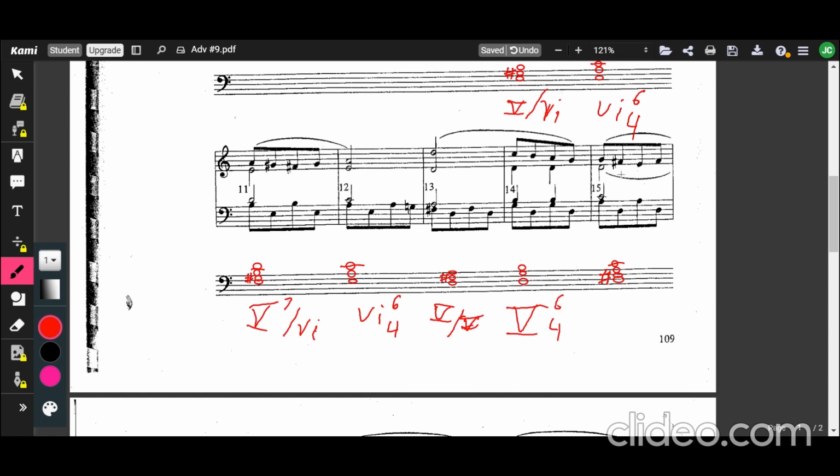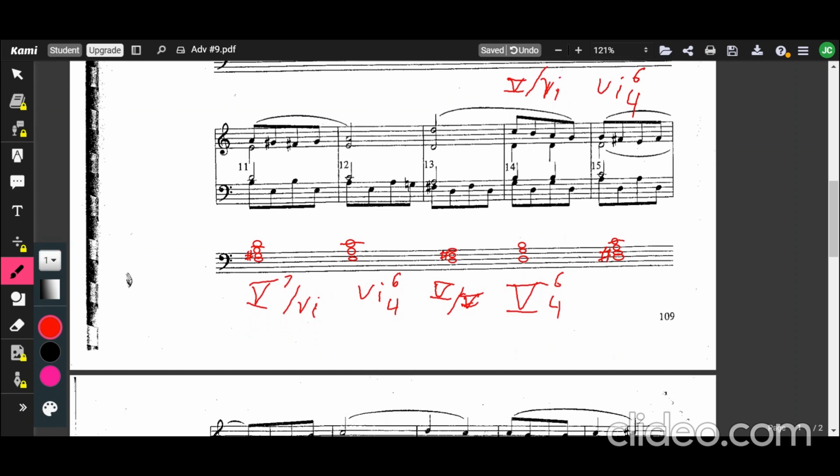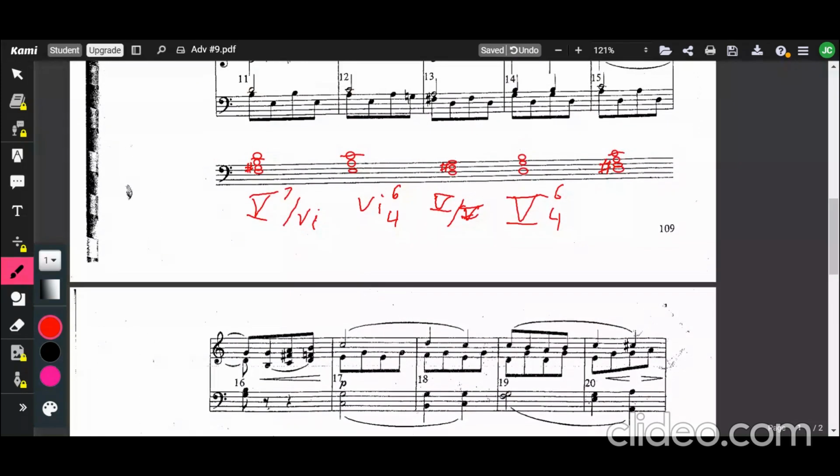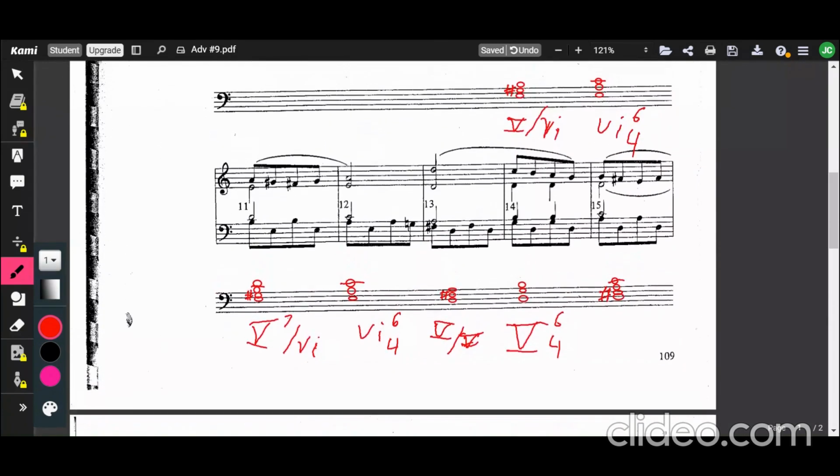Lastly, for measure 15, we have a D7 chord. I didn't get measure 16, but if you look at measure 16, it has a G chord in it. So this is yet again resolving to the G, so we have a 5-7 of 5.